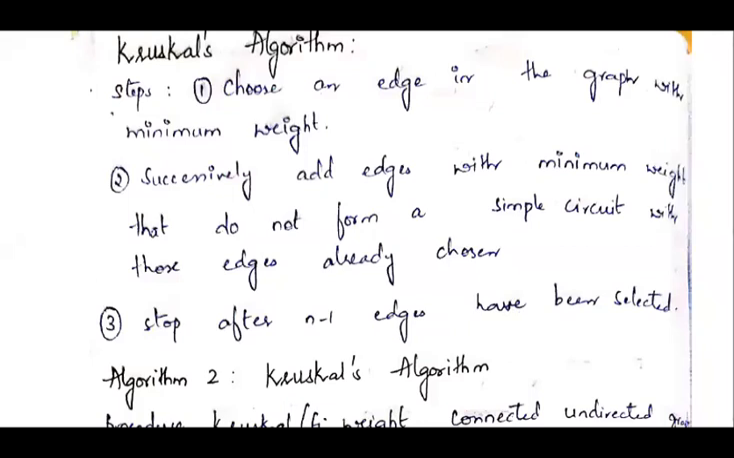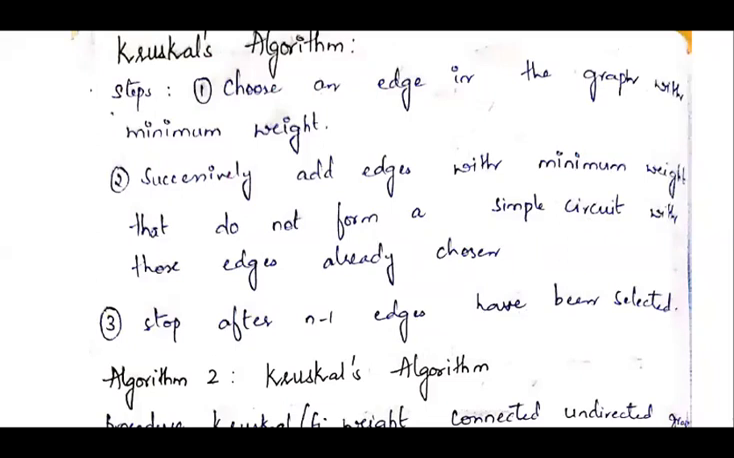I'll share these notes with you, but for now, just look at the steps of Kruskal's algorithm. Choose an edge in the graph with minimum weight. Successively add edges with minimum weight that do not form a simple circuit with those edges already chosen. Stop after n minus 1 edges have been selected.